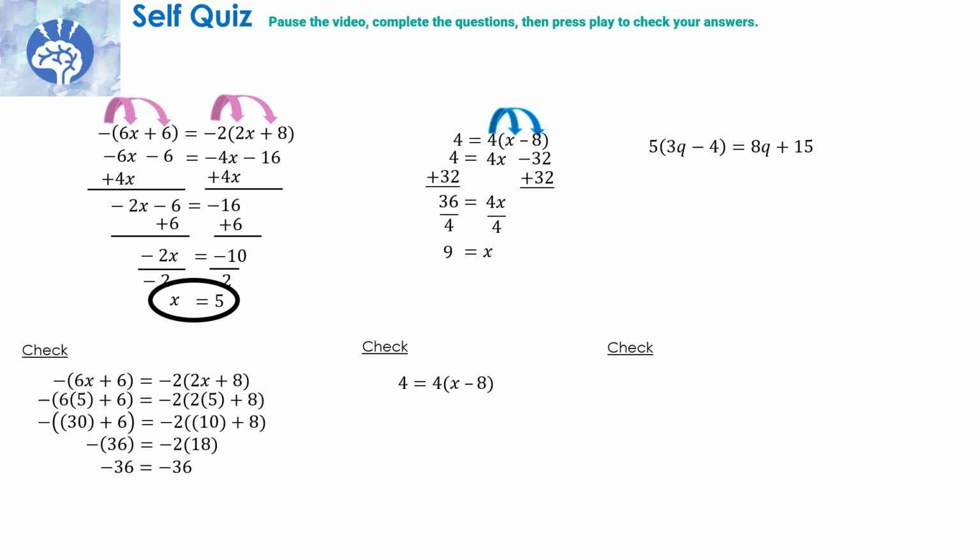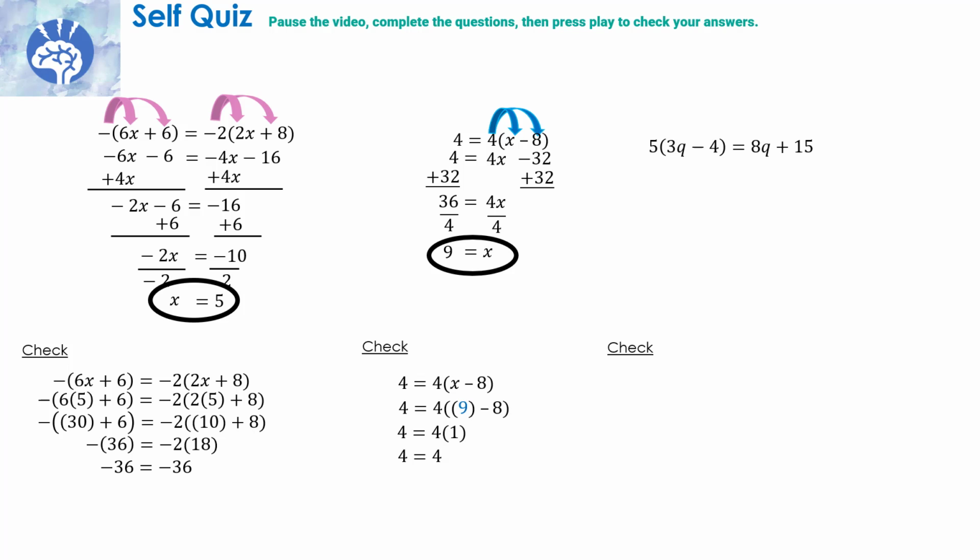But we got to check it. This means we rewrite the original equation. We put 9 in for my variable. 9 minus 8 is 1. 4 times 1 is 4. Yeah! Awesome. Let's look at the last one.